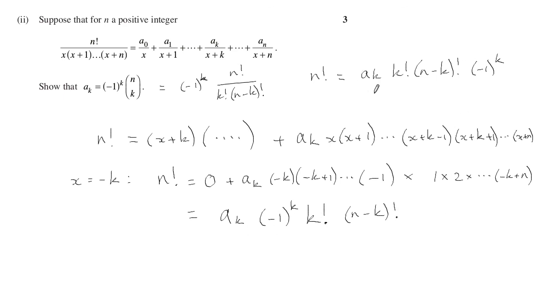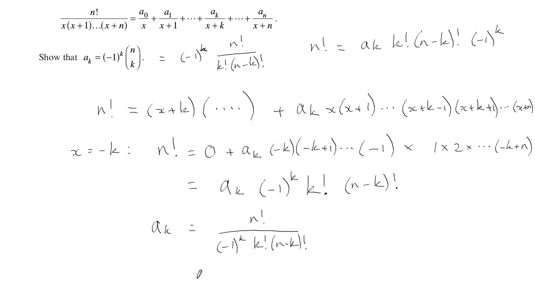Okay, well that's great, because that's now the same as that. So now we just need to rearrange this. Like, this isn't part of your working, this is just in your mind or on your rough working. So now we just need to turn it into that form, so divide both sides by all of that. So a_k equals n factorial on k factorial times n minus k factorial. And then you can basically just say that as your next step.